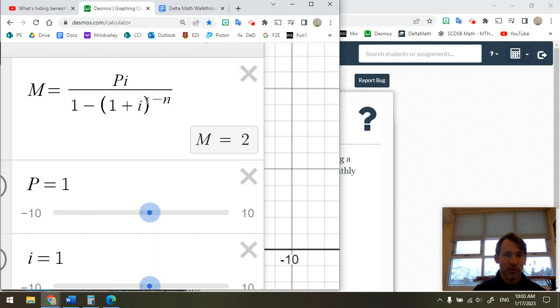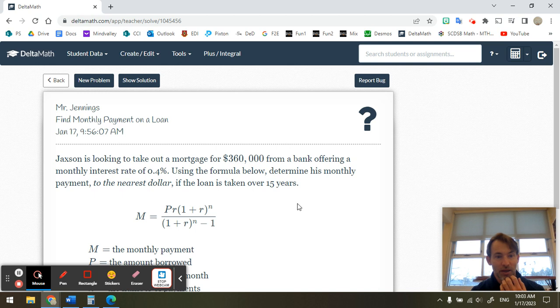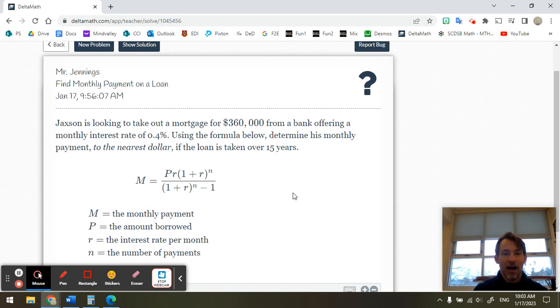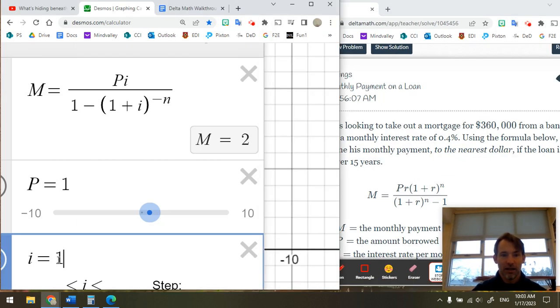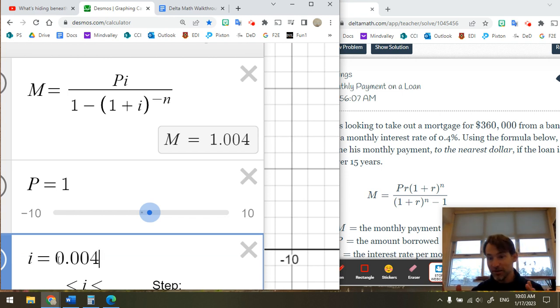Okay, let's take a look. The formula I have in Desmos is the formula that I taught you, but instead of r over c, I'm using i here, because sometimes it gives me i. So we have a monthly interest rate of 0.4%, so I'm going to put that in for i: 0.004, that's 0.4% as a decimal. Move the decimal place twice.